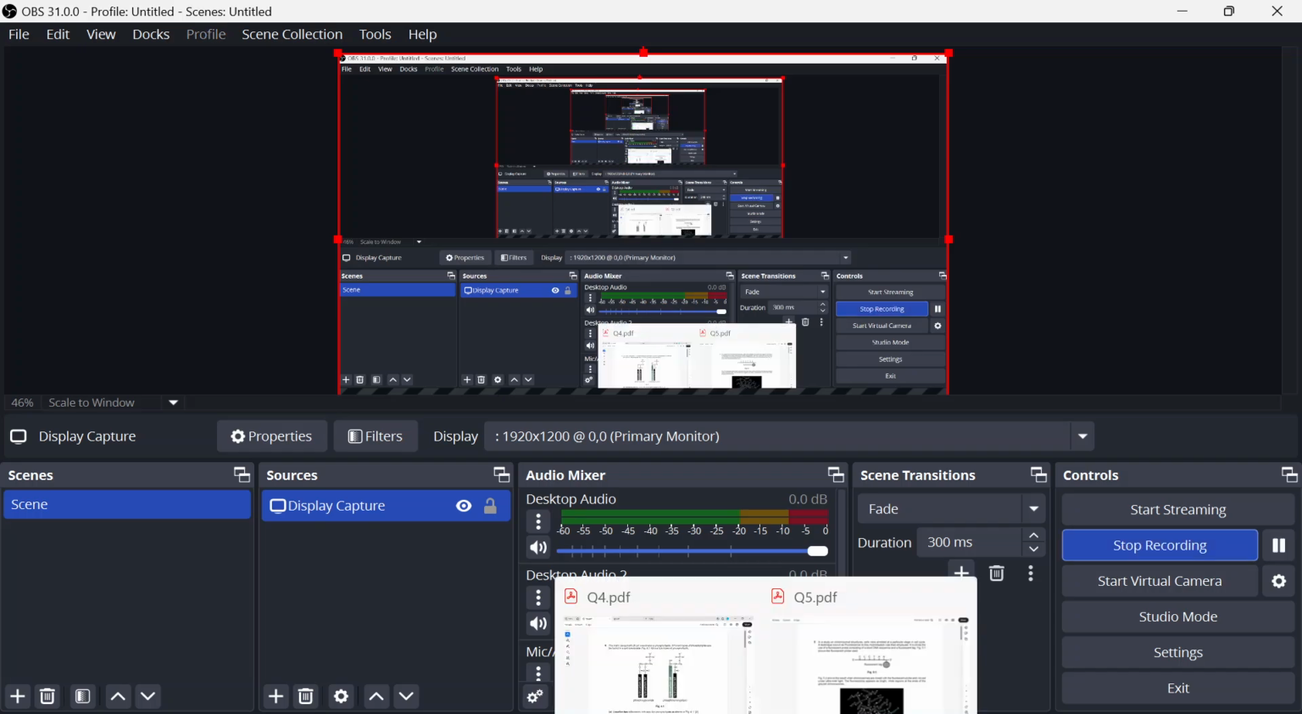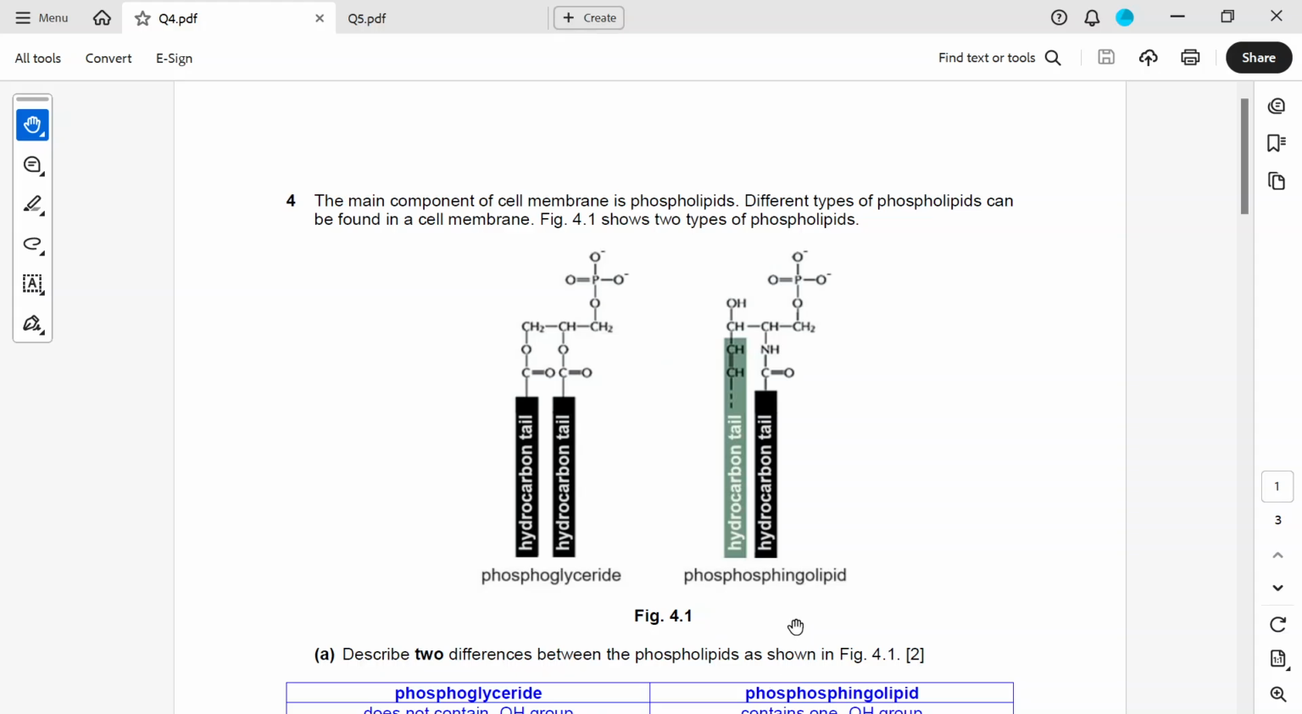Okay, let's look at question 4. For question 4, I hope you can see that the phosphoglyceride is actually the normal default phospholipid that you have learned. The phosphosphingolipid is another type of phospholipid.